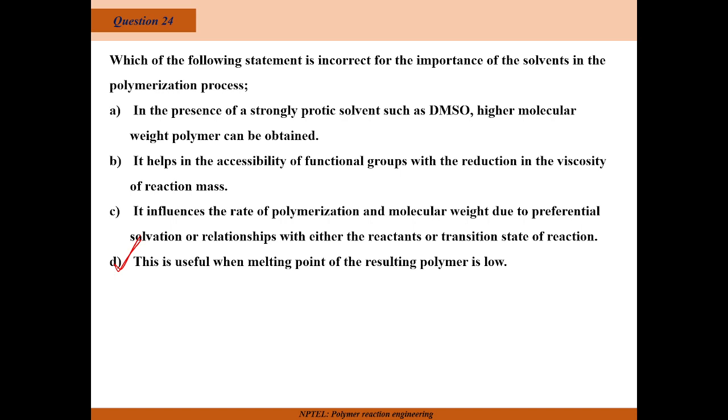Okay, the solvents are generally used when we need to control the viscosity, and also when we are dealing with high molecular weight with high melting points. So I think option D is the answer to go for.